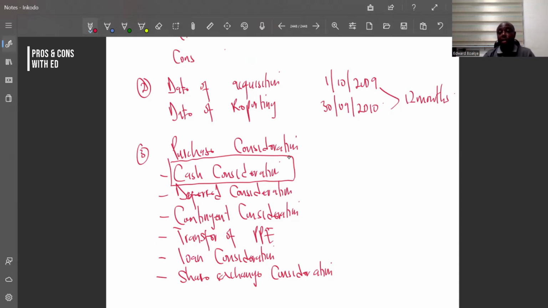So I can give you a motorbike, and that motorbike should represent the consideration that I'm supposed to give to you. In that case, if I am transferring it to you, then I transfer using the fair value of the amount. When we talk about fair value, it simply means the market value, how it's being sold at the market, as at the time I'm giving it to you. That is the fair value of the asset.